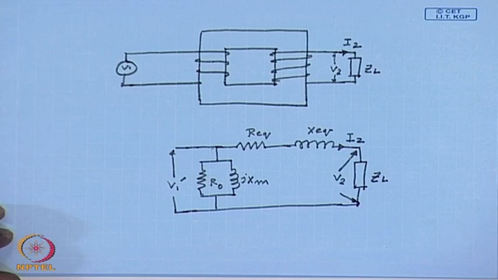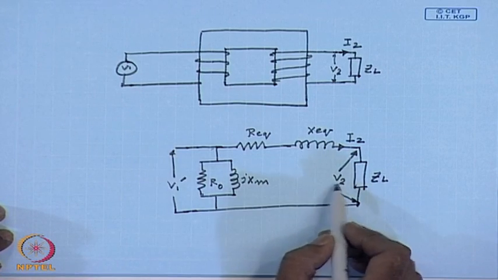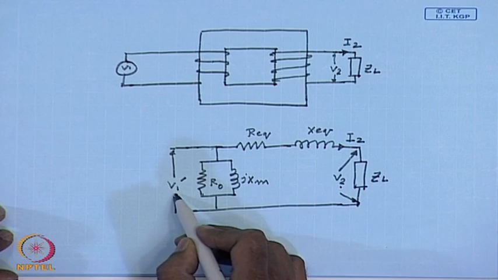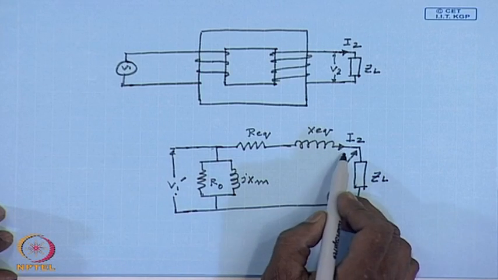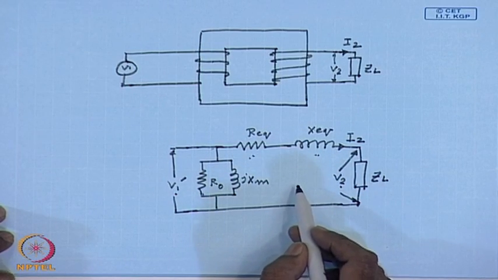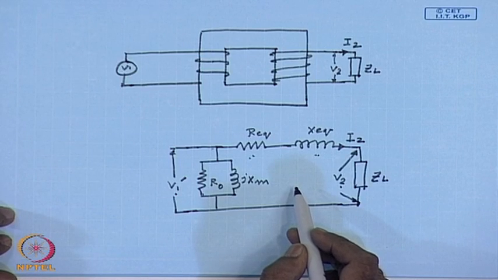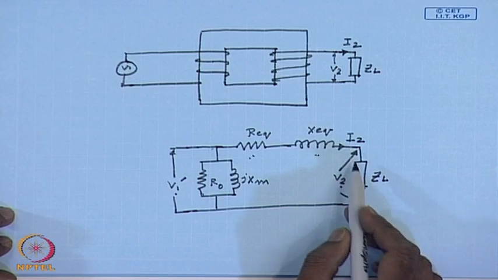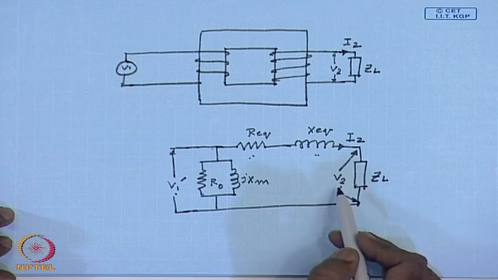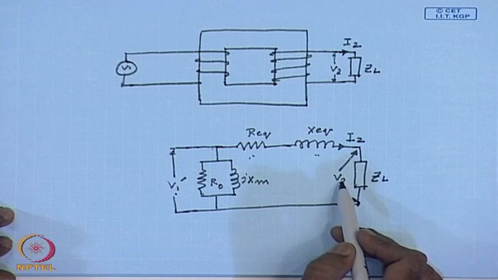Obviously, V2 is not the same as V1 dash for all values of load current. This is due to the drop in the series impedances. Also, it will depend not only on the magnitude of I2, it will also depend on the phase angle of I2 with respect to V2.